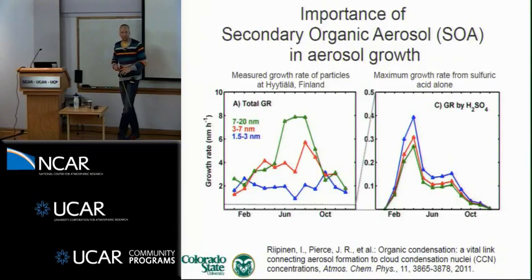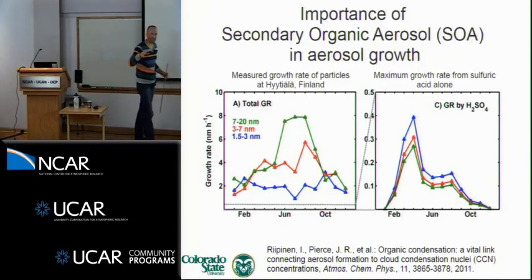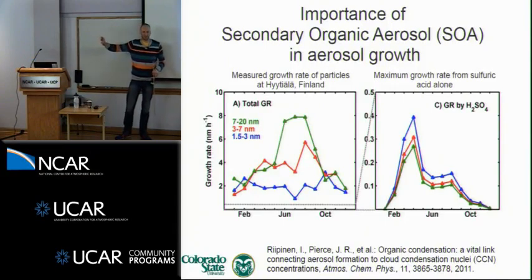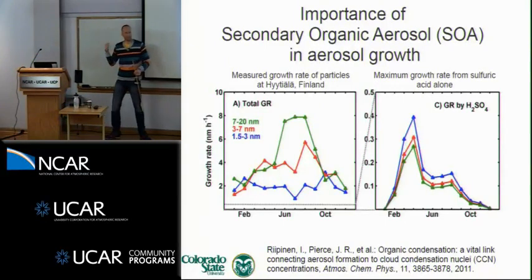Because if they grow too slowly, those big coagulators are going to get them before they get to the CCN sizes. But if they grow quickly, they're able to run quickly past those coagulating particles and make it to CCN sizes.